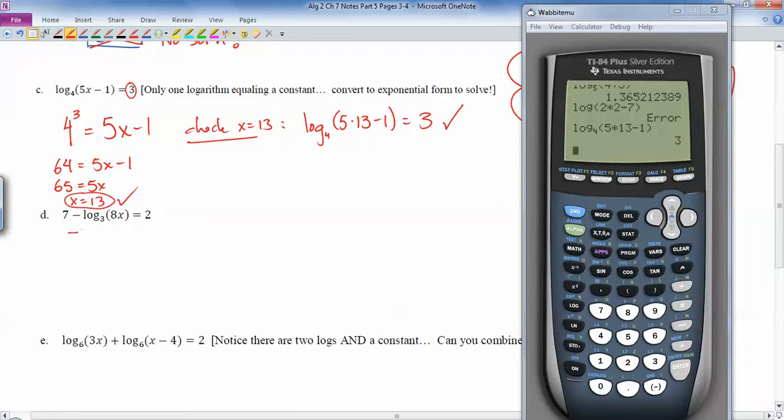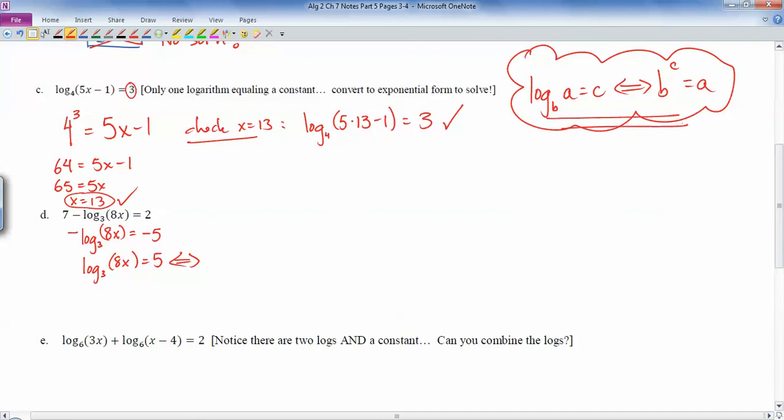Okay, in the next one, we've got negative log base 3 of 8x. If I subtract 7 from both sides, then this is going to be equals negative 5. And then, since they're both negative, I could just write log base 3 of 8x equals positive 5. And now at this point, I can rearrange using this formula right here, that change formula. So this turns into 3 to the 5th equals 8x. 3 to the 5th is 81 times 3, 243 equals 8x. So then that means x is going to be 243 over 8.